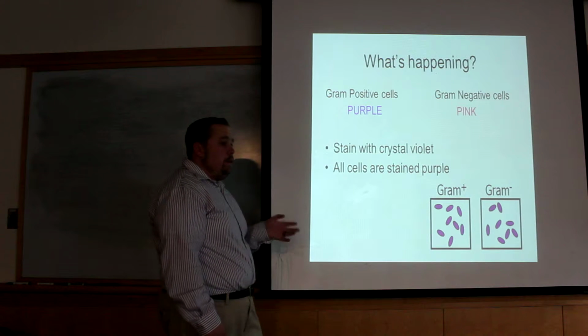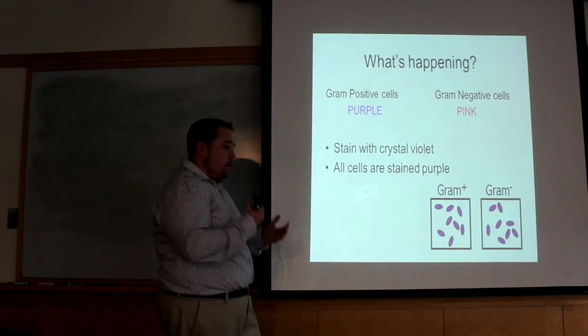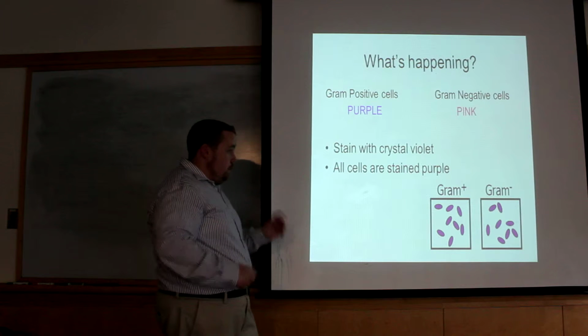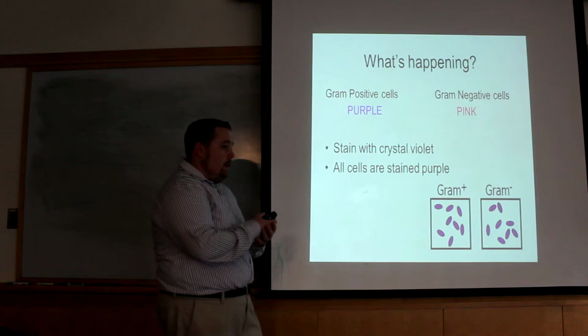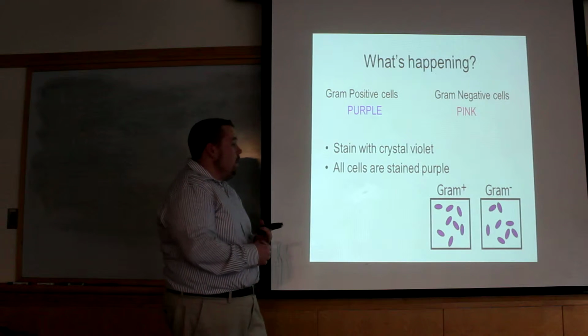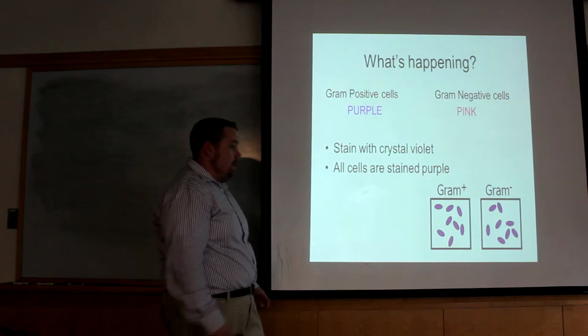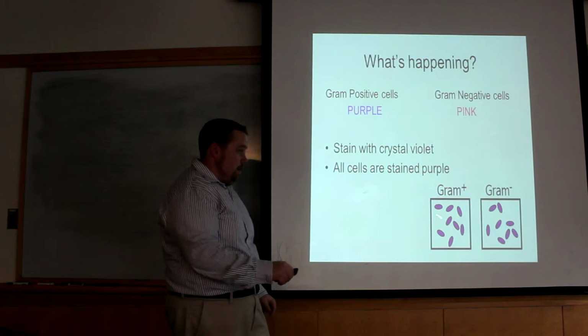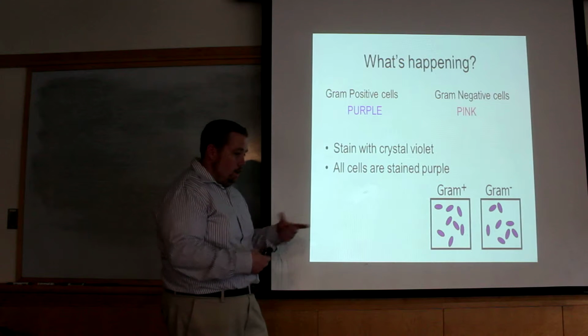Okay, so after you've heat fixed, you're ready to stain. You're going to start with crystal violet, and everything that has a peptidoglycan wall is essentially going to take up this crystal violet, and everything on your slide is going to appear purple if you were to look at it under a scope.